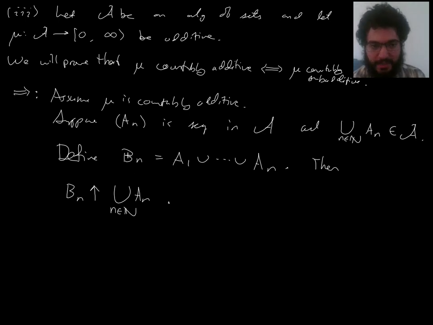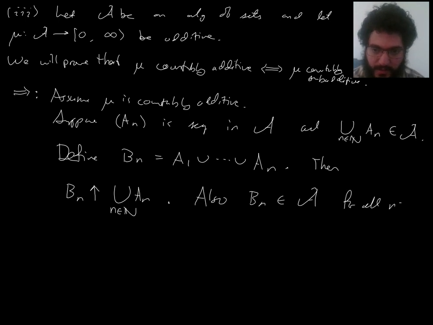So the purpose of these Bn's is to get us into this context. We wouldn't be able to say this about An's, right? I couldn't put An here because they're not nested. They're not necessarily nested. And by the way, the Bn's are in fancy A. That's because fancy A is an algebra of sets, and the Bn's are all finite unions taking place in that algebra.